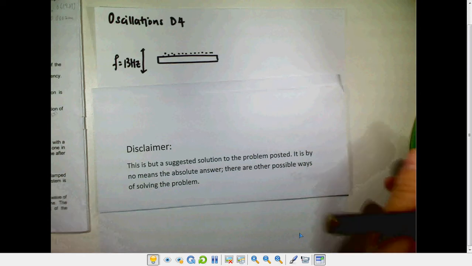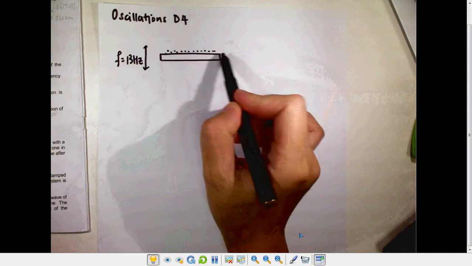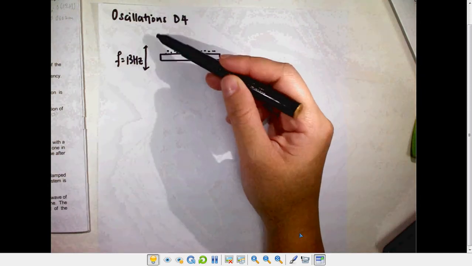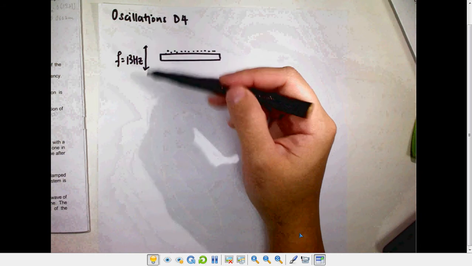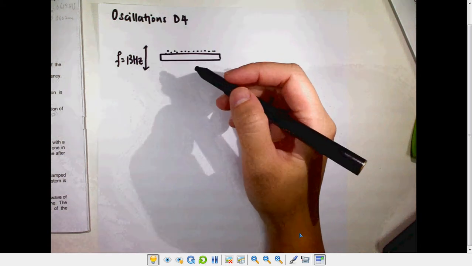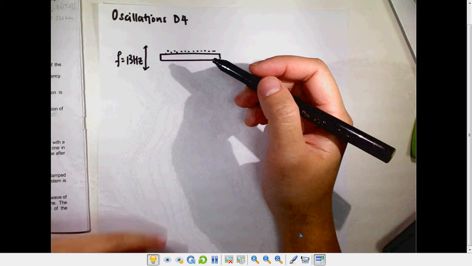Oscillation discussion question 4. You were given an oscillating plate, and on this plate there was sand, and at this moment in time the oscillating plate was undergoing simple harmonic motion with a frequency of 13 Hz. The question asks you to sketch a graph to show the variation with displacement of the acceleration a of the plate.